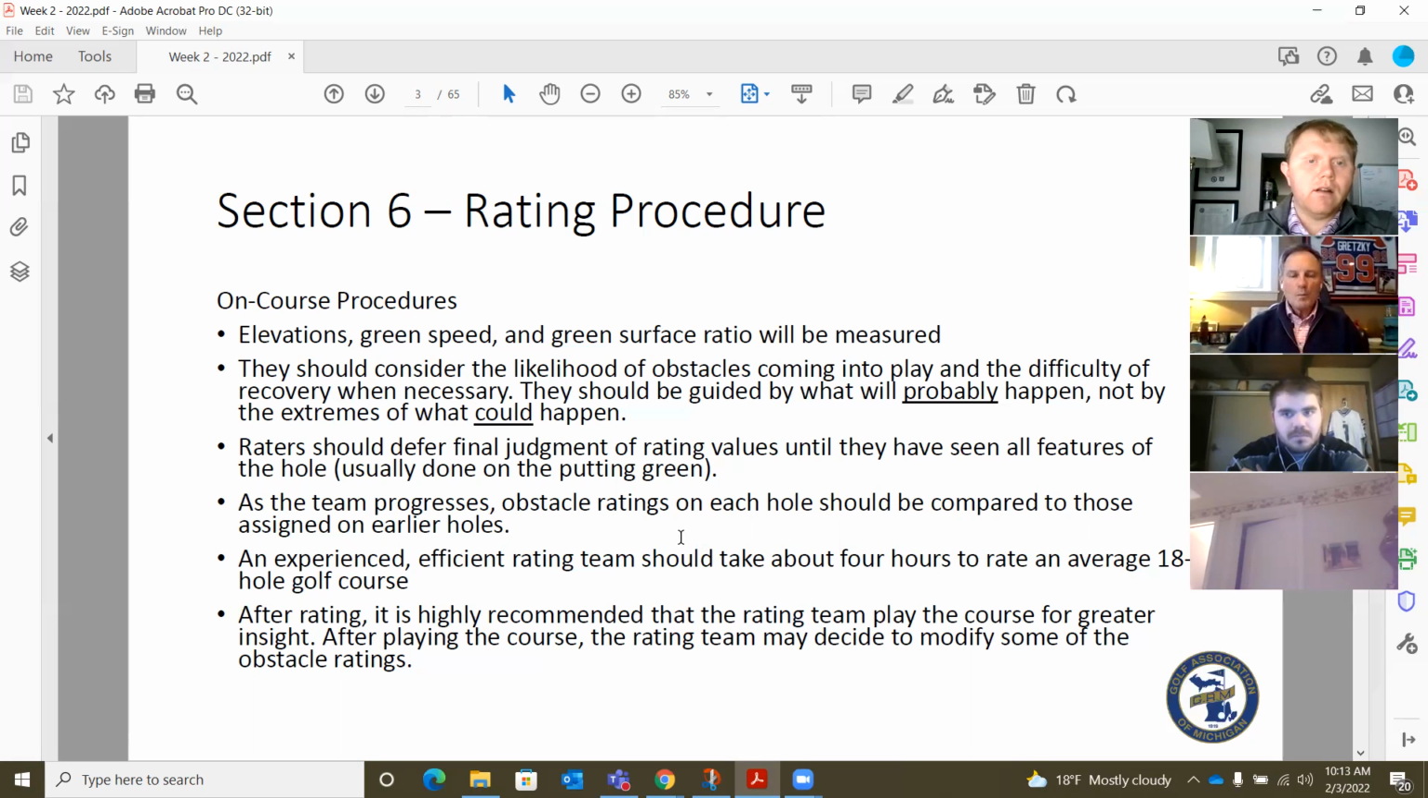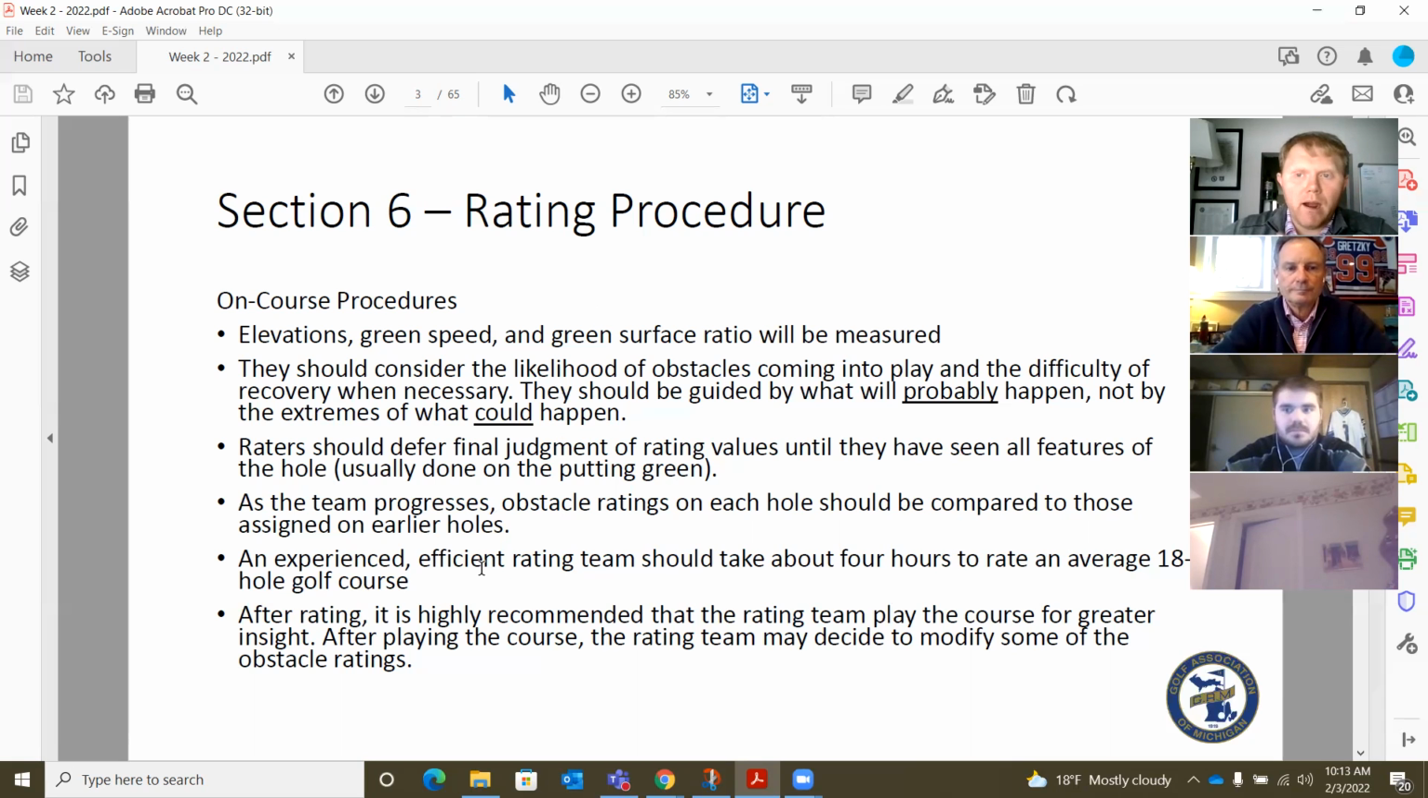And yeah, you might run into a group, the morning normal group out there that plays in 3 hours. You might have to let them through. But we do our best to keep it at about the pace of play. Again, here it says about 4 hours for an average 18-hole course.